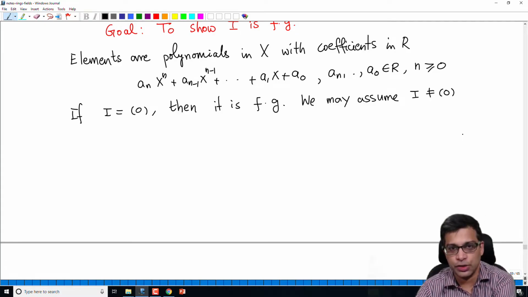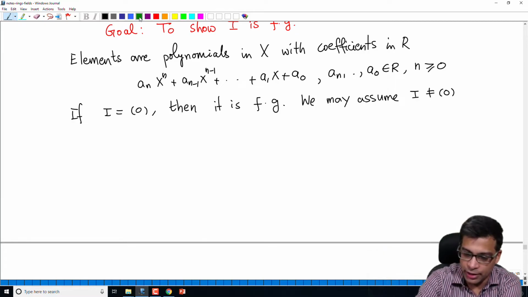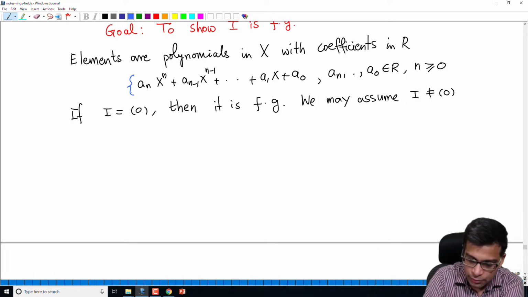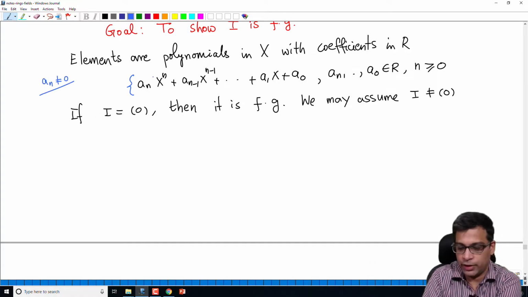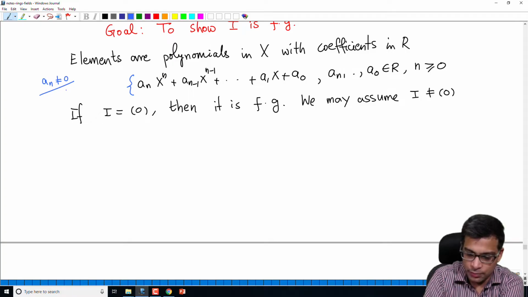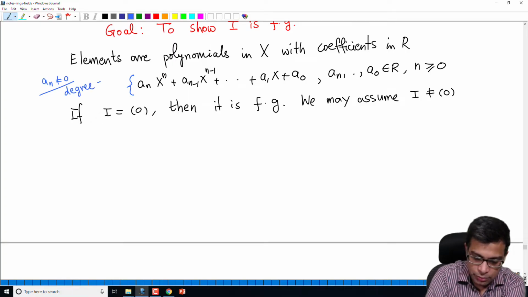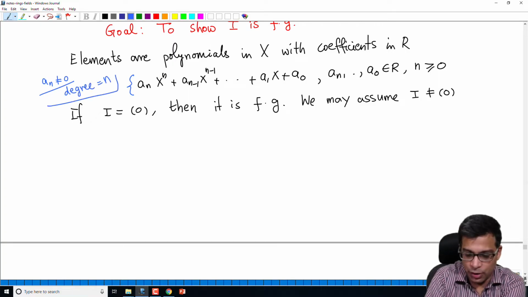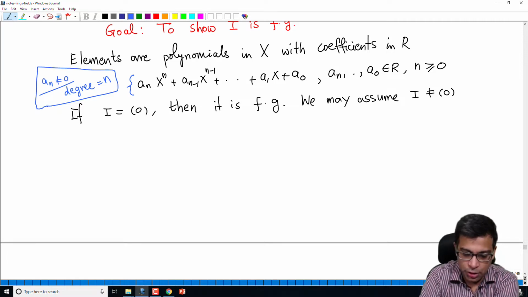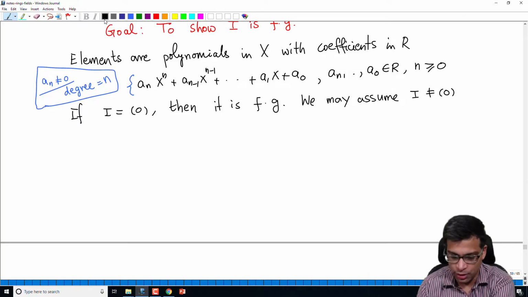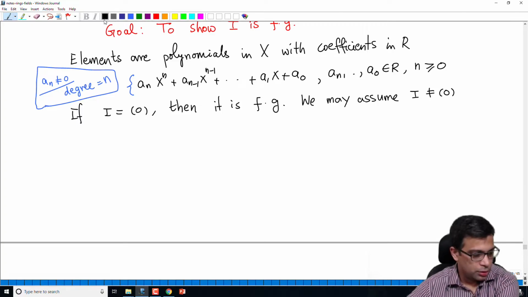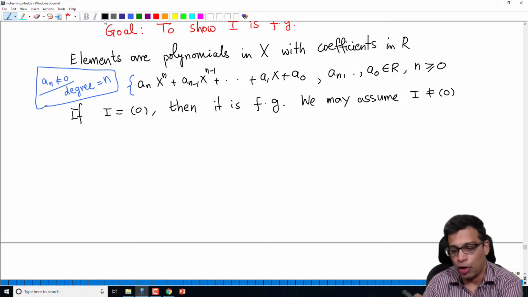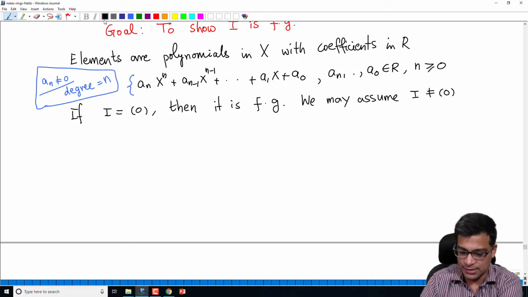That means it contains non-zero polynomials, and for every non-zero polynomial we have what is called the degree. So what is the degree of this? If a_n is non-zero, we always assume that, otherwise we will not even write that term. So the degree of this is n. This is the largest power of x that you see in the polynomial. This is defined for every non-zero polynomial. So we look at degrees of all non-zero polynomials in x, in I.